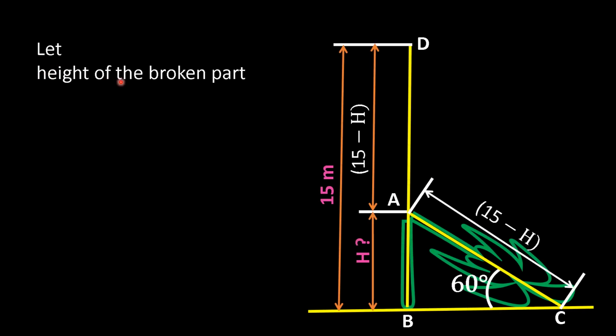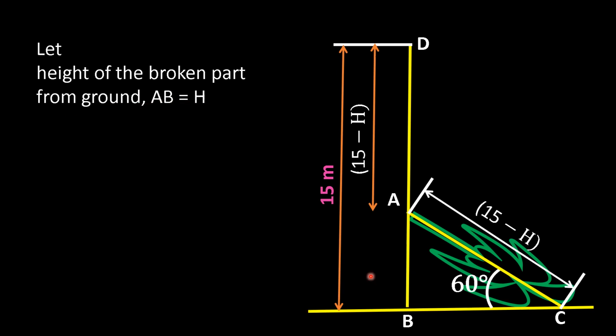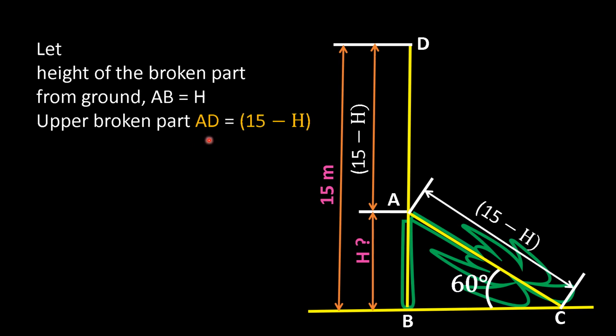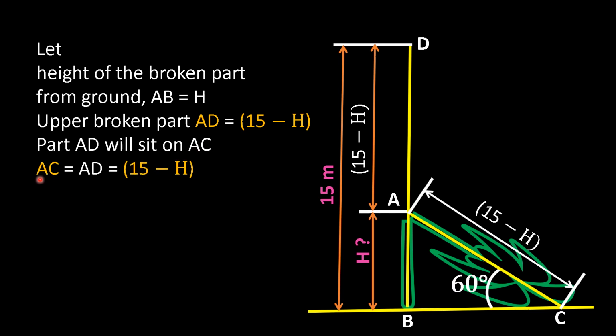Let height of the broken part from the ground AB equals h. Upper broken part AD will be 15 minus h. Part AD will sit on AC, so that AC will be equal to AD, which will be 15 minus h. In triangle ABC, sin 60 is AB divided by AC.